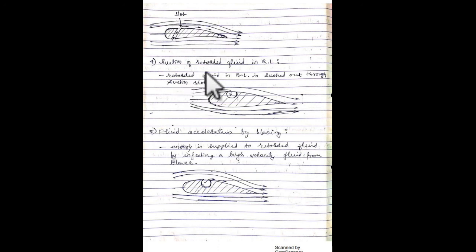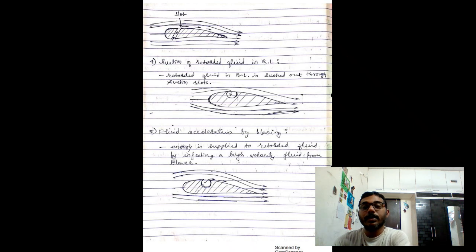Fourth method, suction of retarded fluid in the boundary layer. Here we can provide one slot over here. So a suction slot can be there, which will remove the retarded fluid in the boundary layer. And the last one is fluid acceleration by blowing. Energy is supplied to the retarded fluid by injecting high velocity fluid from a blower. So these are the five methods by which we can avoid the boundary layer separation. In the next lecture, we'll discuss the forces on the submerged body.